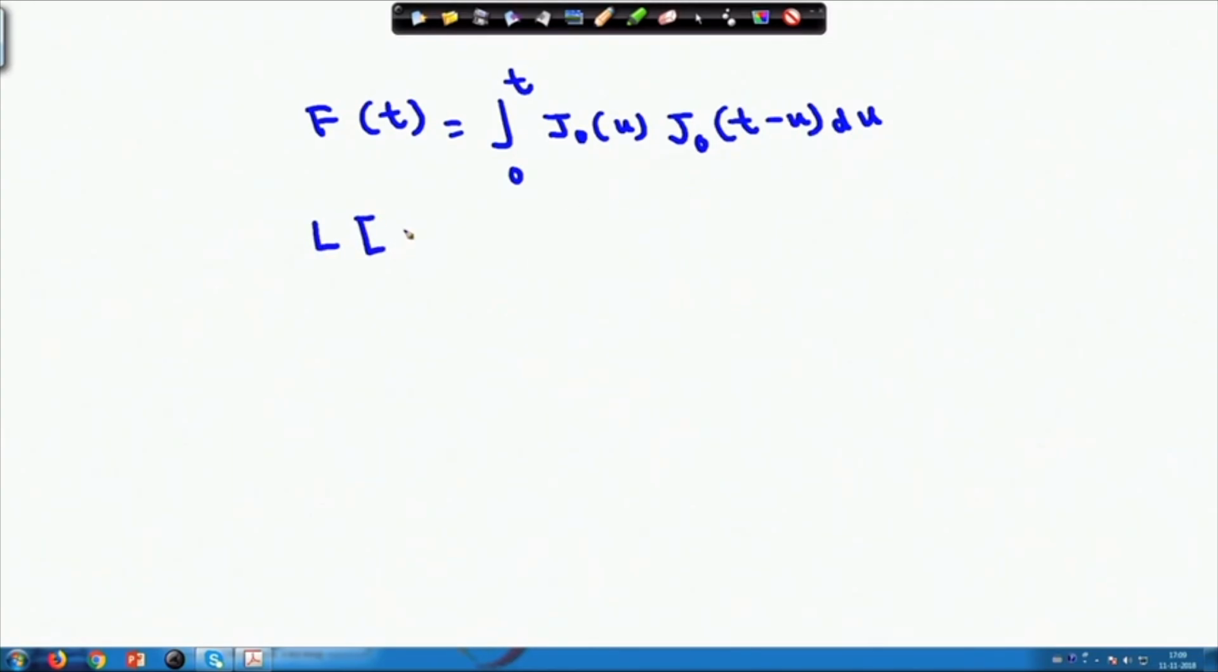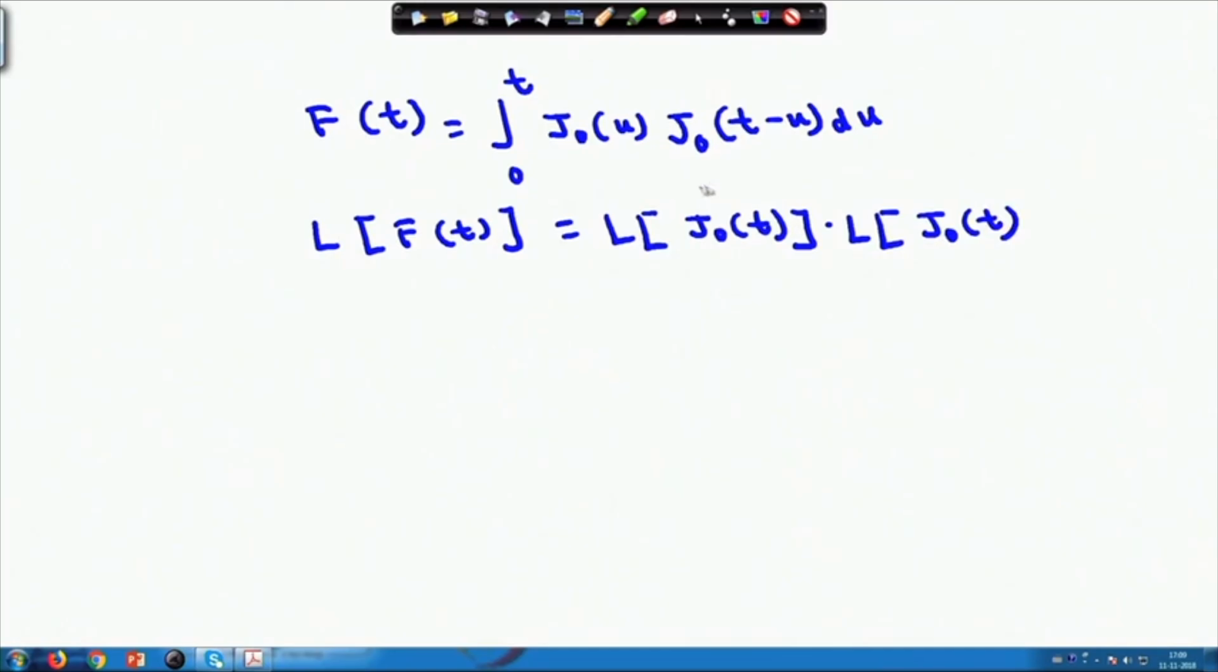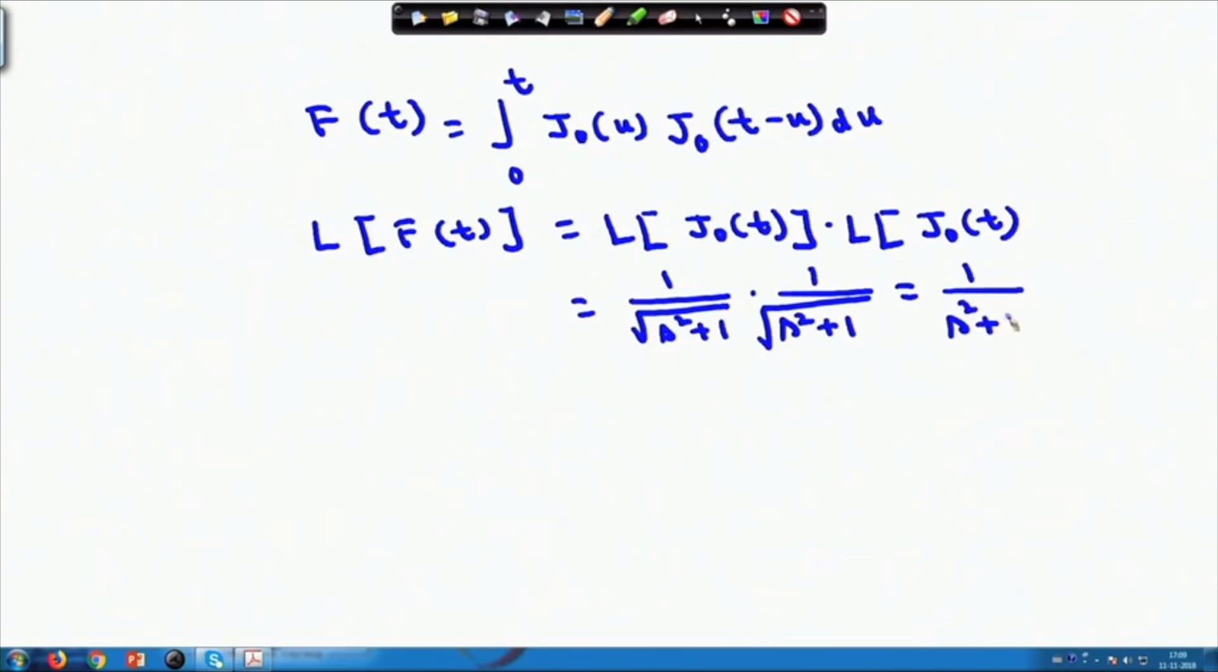If I take the Laplace transform of f(t), using convolution, this integral is nothing but J0(t) convolution J0(t). If I take the Laplace transform, I can break it into two parts, so that this equals 1 by root over s square plus 1, which is the Laplace transform of J0(t), and here also 1 by root over s square plus 1. So, you will obtain this value as 1 by s square plus 1.